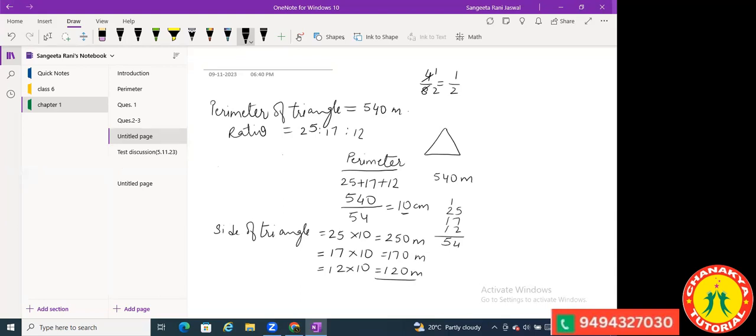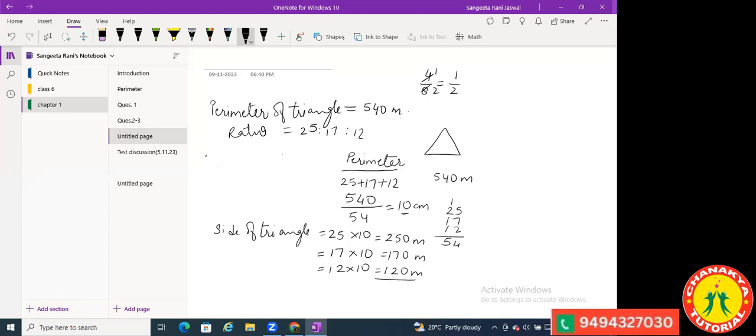Like suppose you, now that you will be studying in class 7th, not now. So you just add up the ratios and divide into the perimeter, which is given. You get 10. Now 25 into 10 is 250 meters.